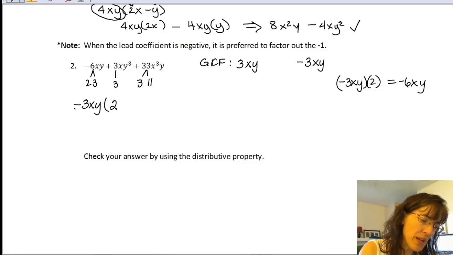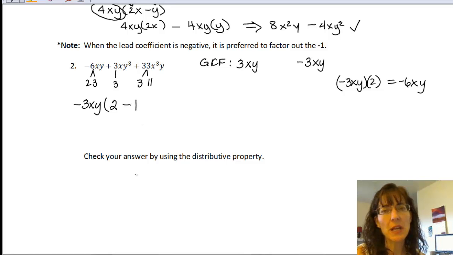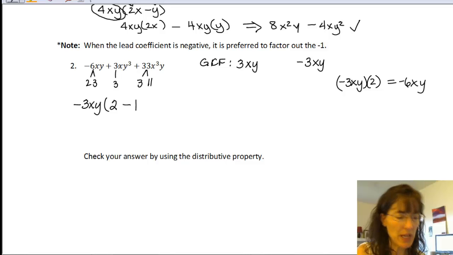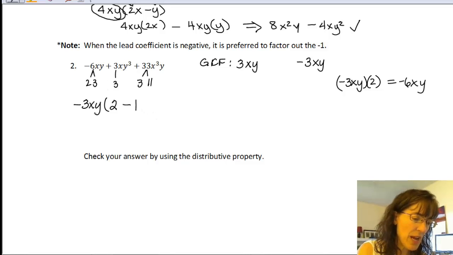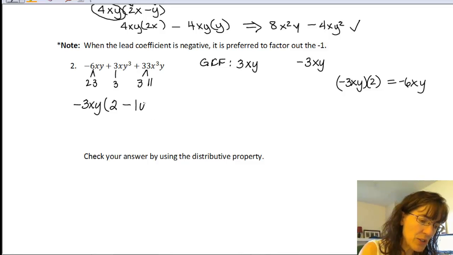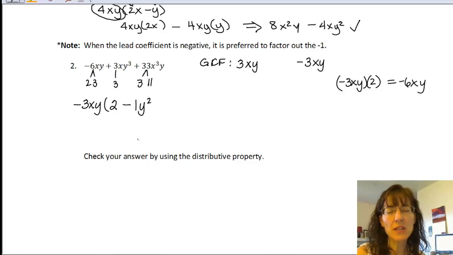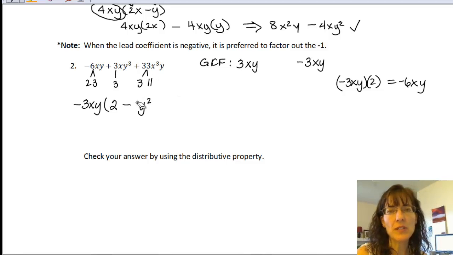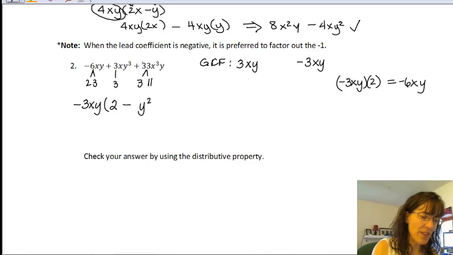The second term, negative 3 times what will give me a positive 3, and it'll have to be a negative 1. And then x times what will give me x, it'll just be an x, or just a 1, I'm sorry. And then y times what will give me y cubed. Well, I have y, and I need 2 more y's to multiply to give me y cubed. So it's just going to be y squared. And I can take off that 1 on there now.